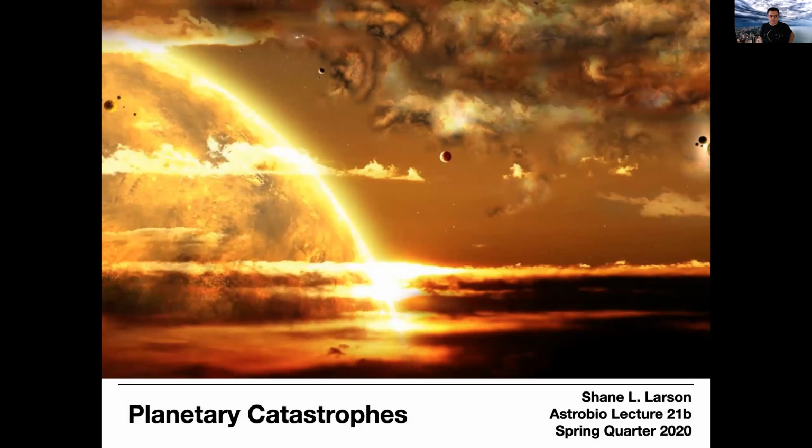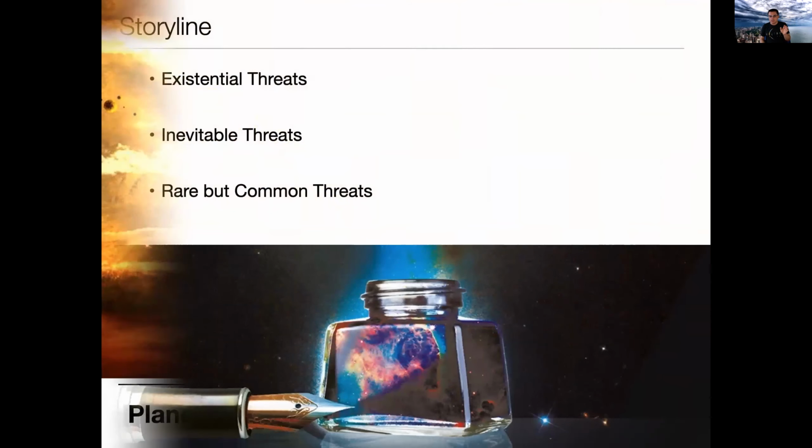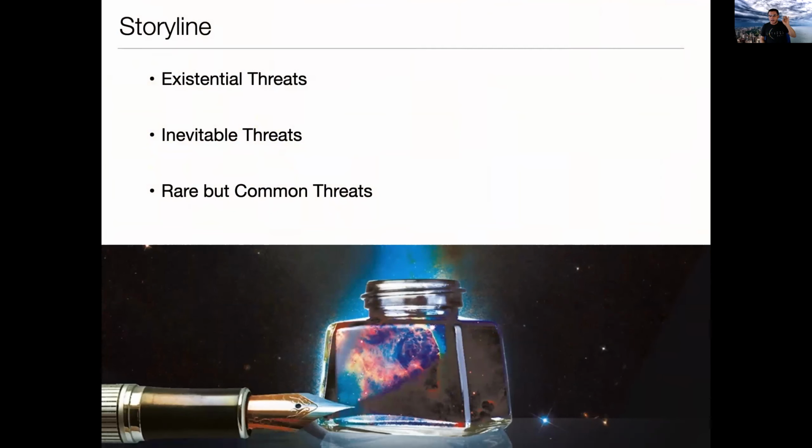Okay, so planetary catastrophes come in many different forms. The global unifying feature that we're interested in right here is that they influence the complete biosphere of the planet. Those catastrophes can come from many origins. They can come from outside influences, things that aren't the planet itself. I'll call those existential threats. It can come because there are things that absolutely without fail are going to happen to a planet no matter what. We'll call those inevitable threats. And then the last thing, I'm going to call them rare but common threats.